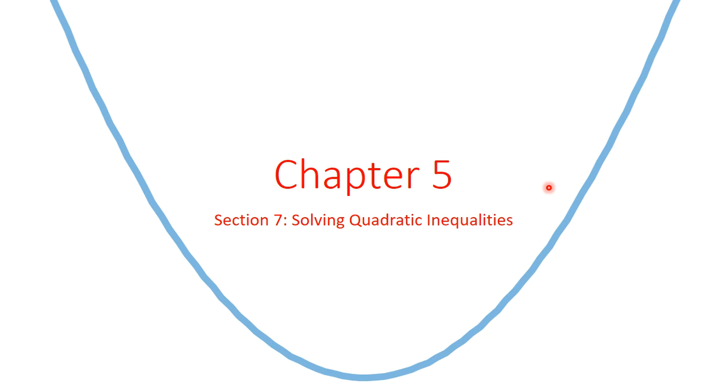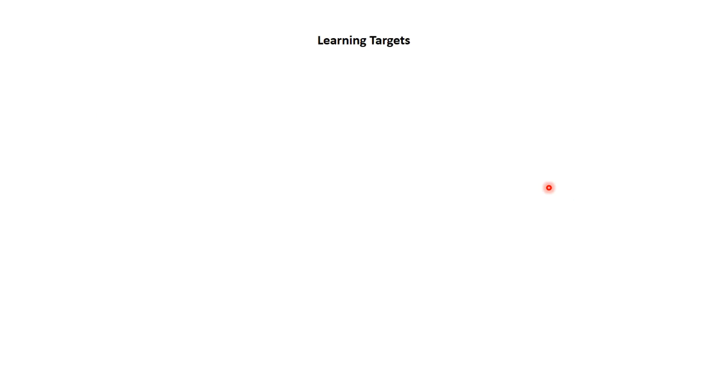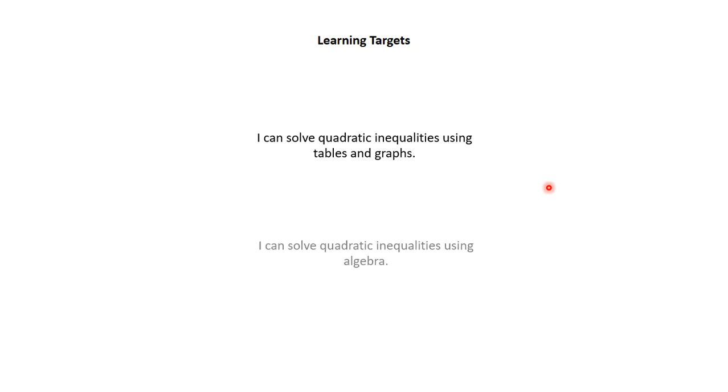And so we'll have greater than or less thans. We'll be graphing and we'll be solving. The nice thing is that this really is not much different than the way we did it with lines, except that we now have quadratics. So let's look at our learning targets. I can solve quadratic inequalities using tables and graphs, and I can solve quadratic inequalities using algebra.